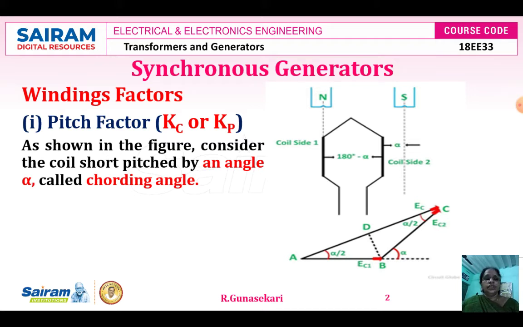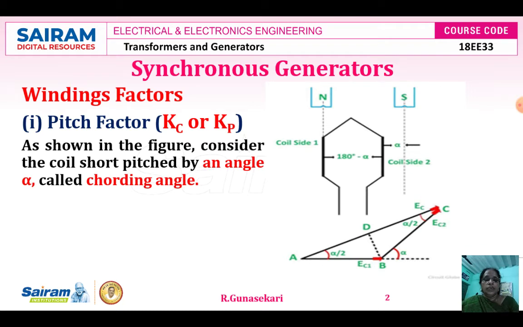Now you see the figure. Each coil has two coil sides, coil side 1 and coil side 2. With the north pole and the south pole, the coil side is not exactly placed on the south pole. That means the alpha angle is shorted, so the winding is short by alpha. Therefore the coil span is equal to 180 degrees minus alpha only.